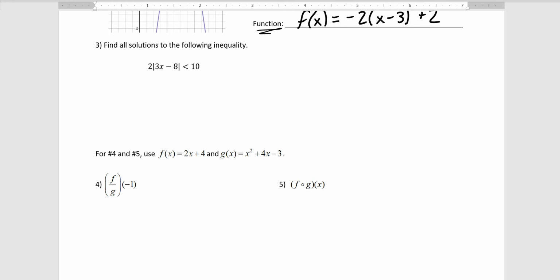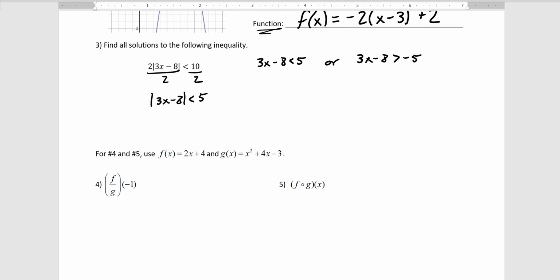Alright, find all solutions to the following inequalities. So we have an absolute value inequality. First thing is I got to isolate the absolute value, so I'm going to divide by 2. When I do that, I get the absolute value of 3x minus 8 is less than 5. So what does that mean? Remember, we're going to split it now into two inequalities. 3x minus 8 is less than 5, or 3x minus 8, flip the sign and flip the value.